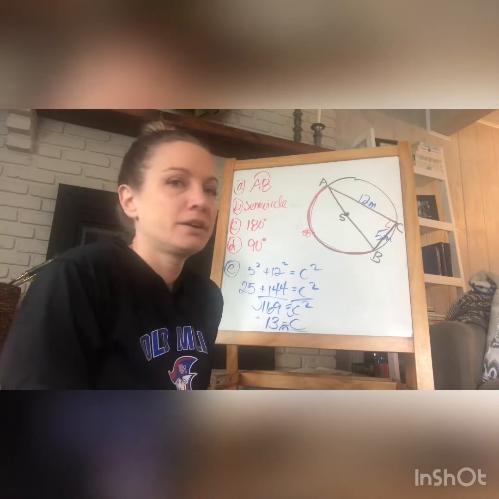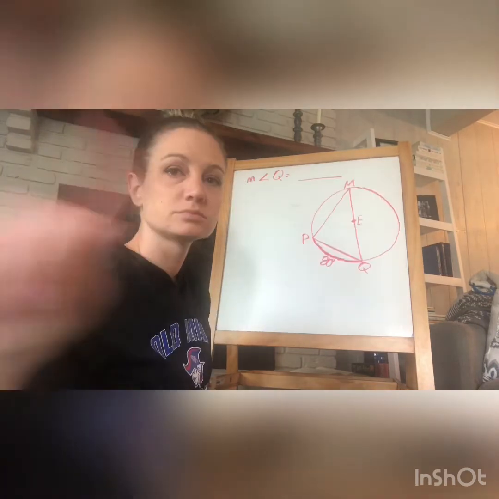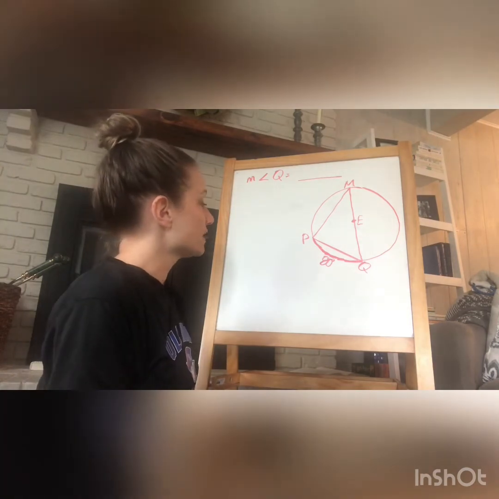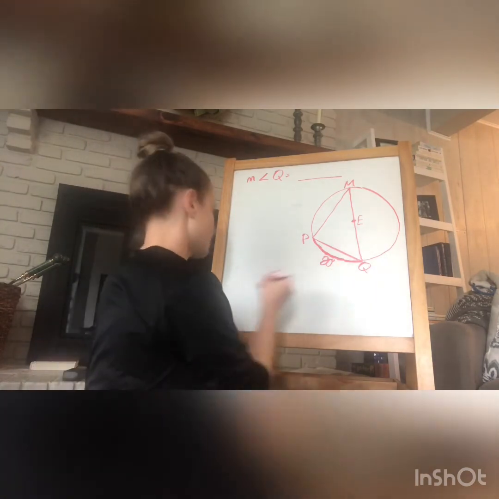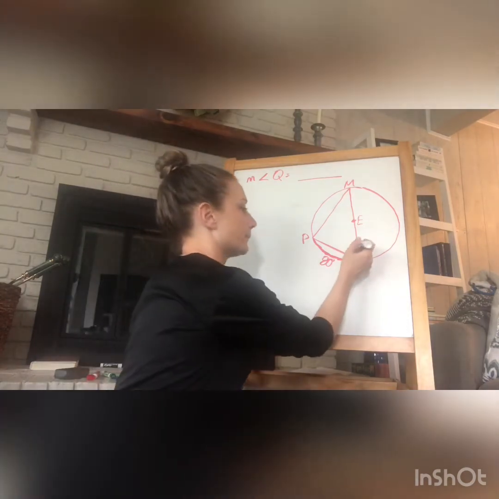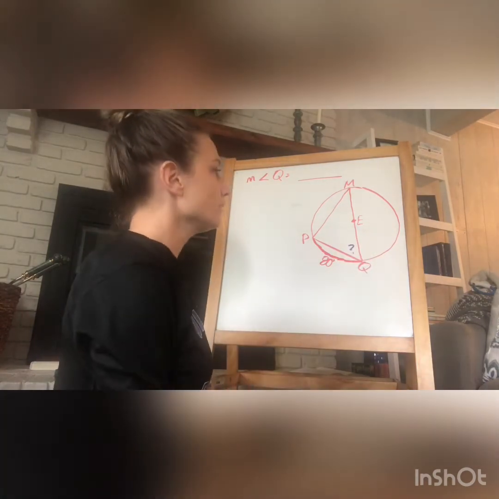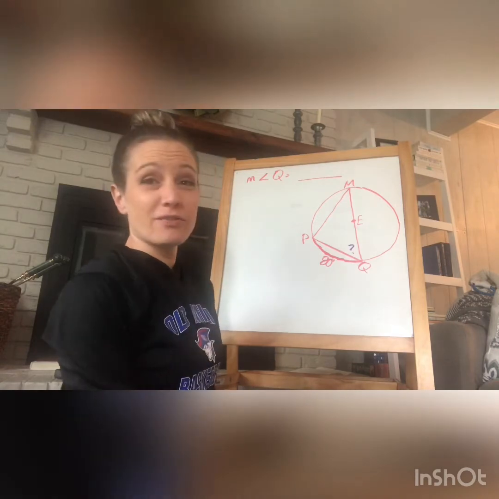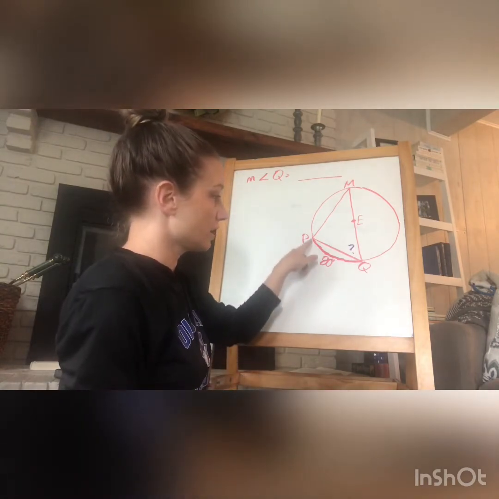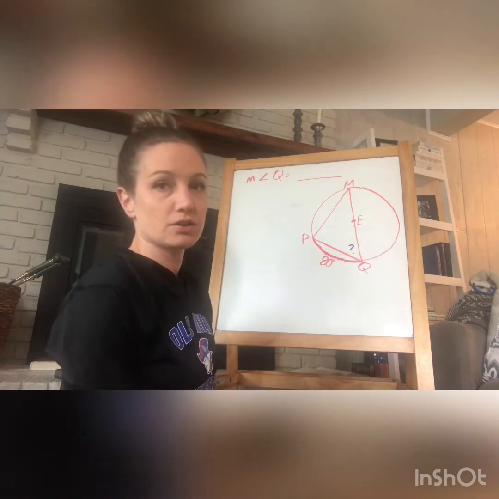All right, next one. All right, my loves, here we go. In this problem, we have to find the measure of angle Q. So I'm going to put a little question mark over there. Measure of angle Q. And we have one numerical piece of information. We're given that this arc right here, PQ, is 80 degrees.